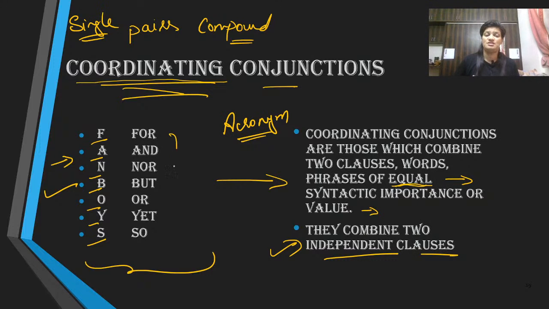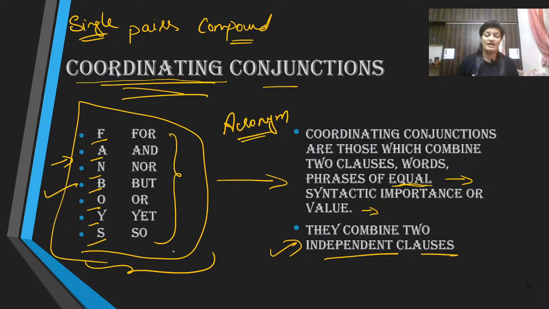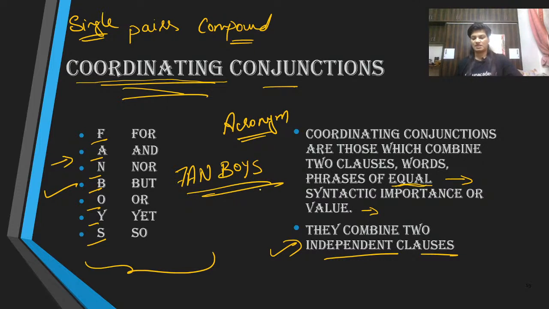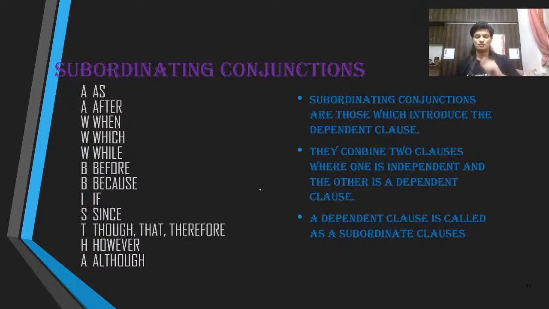For now, I just want you to remember this. I want all of you to text me in the group what FANBOYS stands for. I'll take you one by one. As of now, just make a note of the conjunctions: for, and, nor, but, or, yet, so, which is nothing but FANBOYS. Very easy for you to remember. I'm moving on to the next one, assuming that you are going to send me the answers.